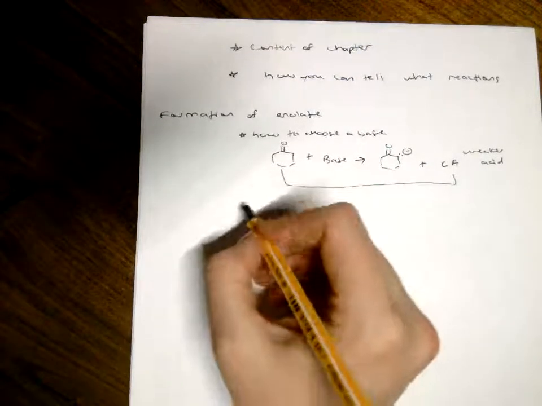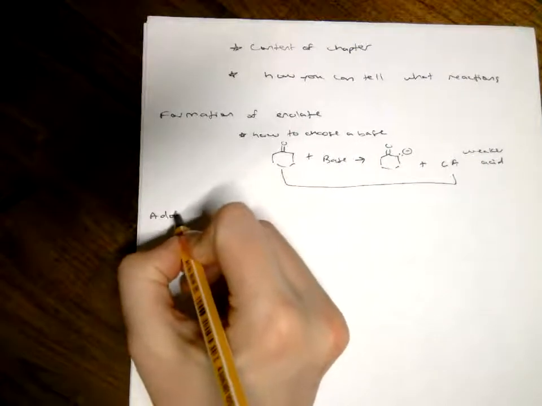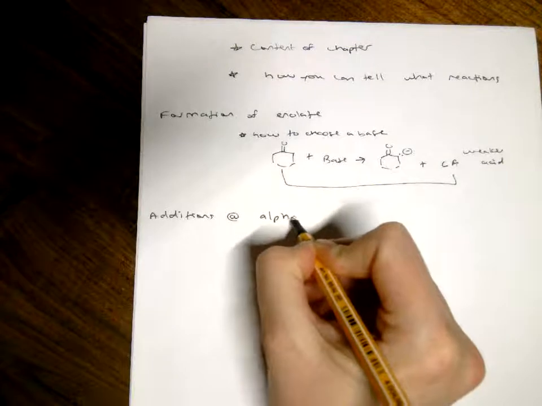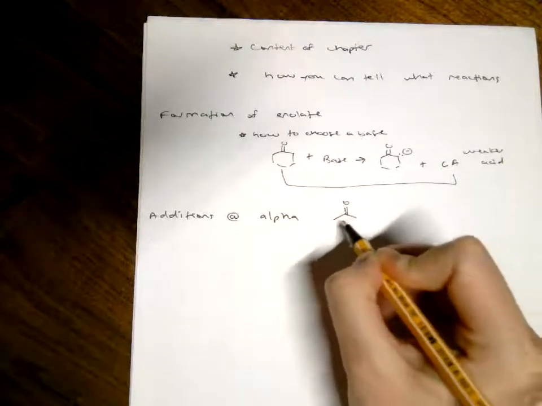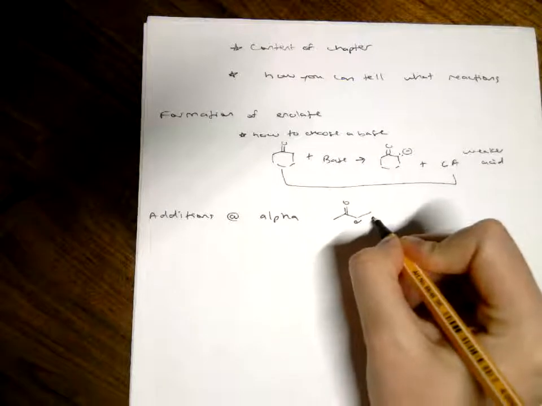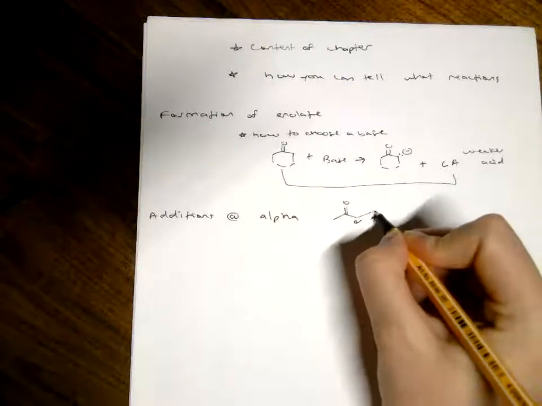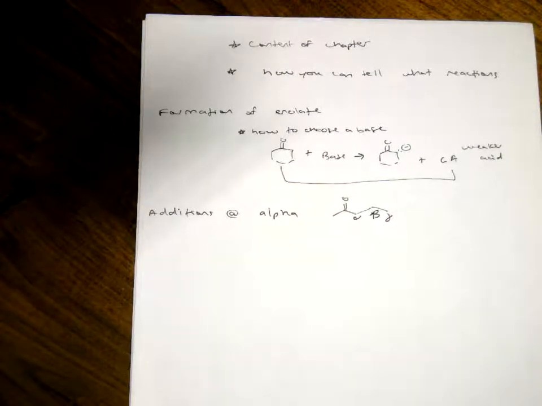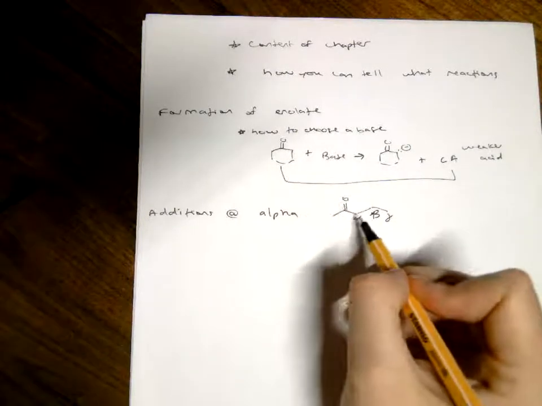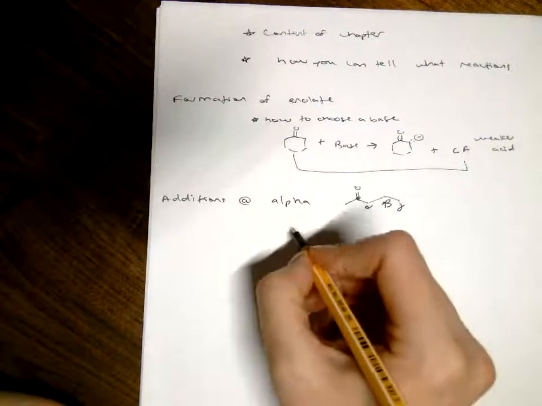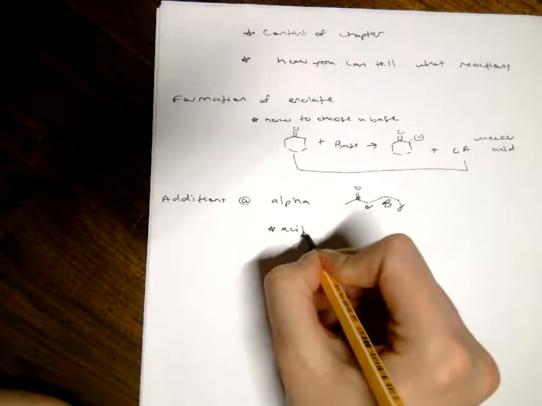And then we also talked about additions at the alpha position. And when I say alpha, I mean we have our ketone. This is the alpha. I never can remember how to do beta. And then gamma position. So we have alpha, beta, gamma. It's just the Greek alphabet. So it's one away from wherever the carbonyl carbon is. So additions at the alpha, we have acid catalyzed.